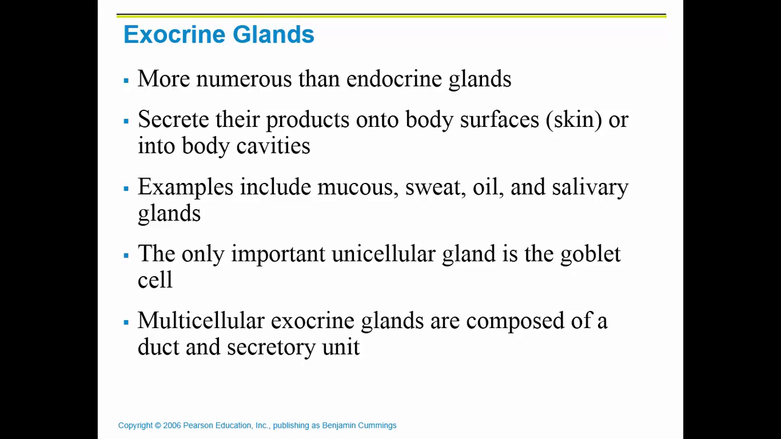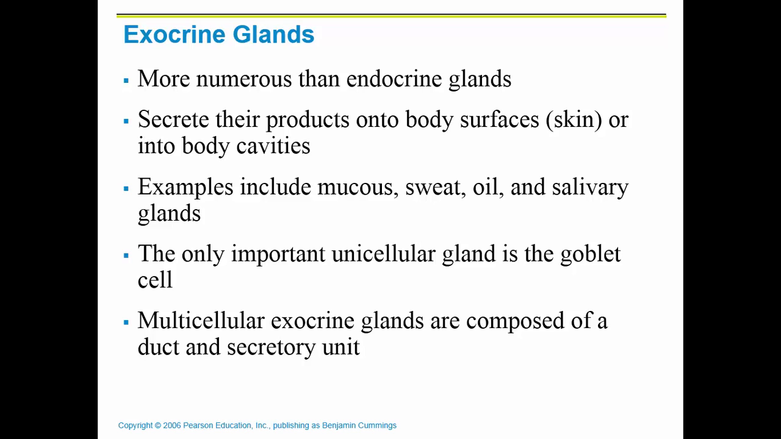Some of you guys thought that sweat was part of the endocrine system, allowing for our bodies to cool down. The sweat glands are controlled in a different way than the endocrine glands. They are considered to be exocrine glands because they do have a duct. They secrete their products onto a body surface or in a cavity. So you can see the examples. They're mucus glands, sweat glands, oil or salivary glands.